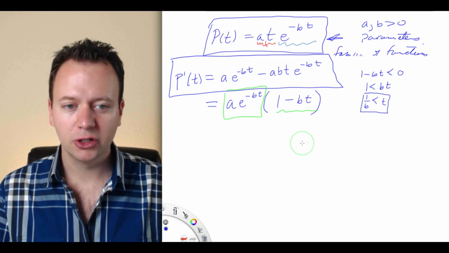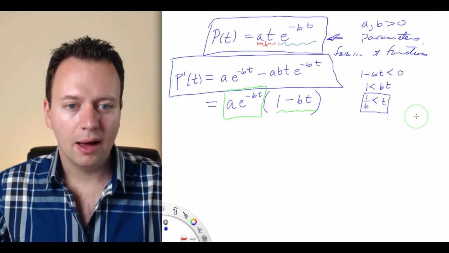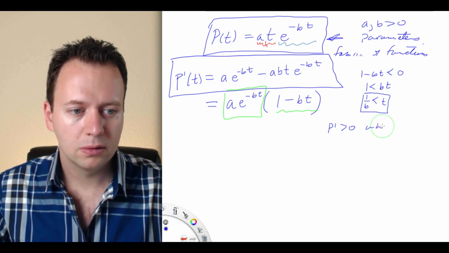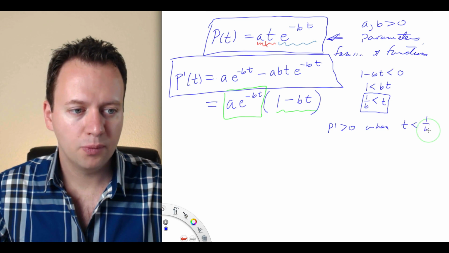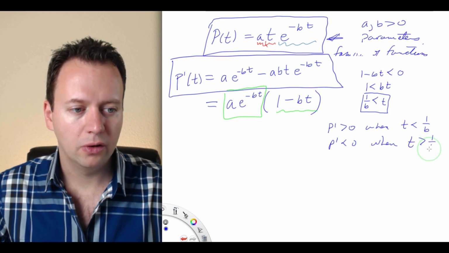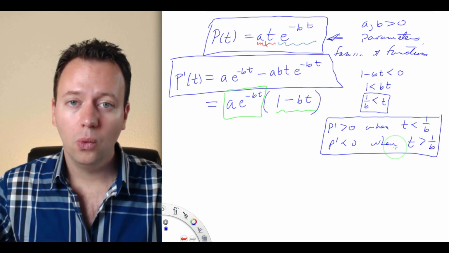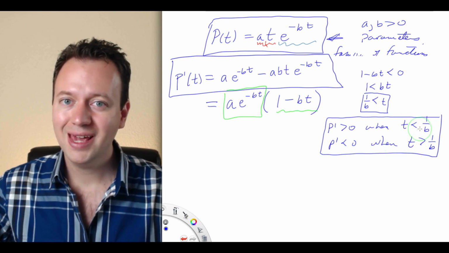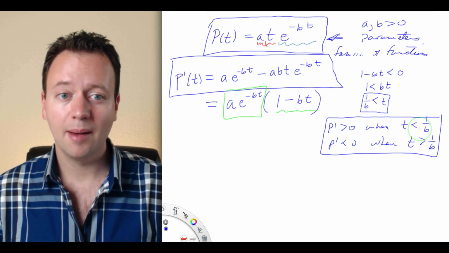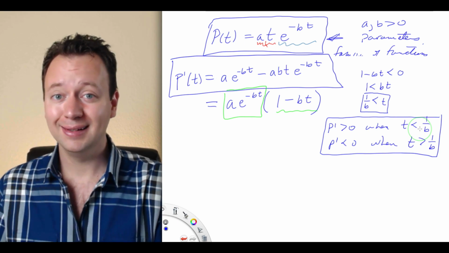Now this is a linear function, so it's going to be either positive or negative. So it's safe to assume the following. The derivative p prime is greater than 0 when t is less than 1 over b, and p prime is less than 0 when t is greater than 1 over b. So the parameter b is starting to have physical significance, because the reciprocal of this parameter b dictates at what time the function will go from increasing to decreasing.